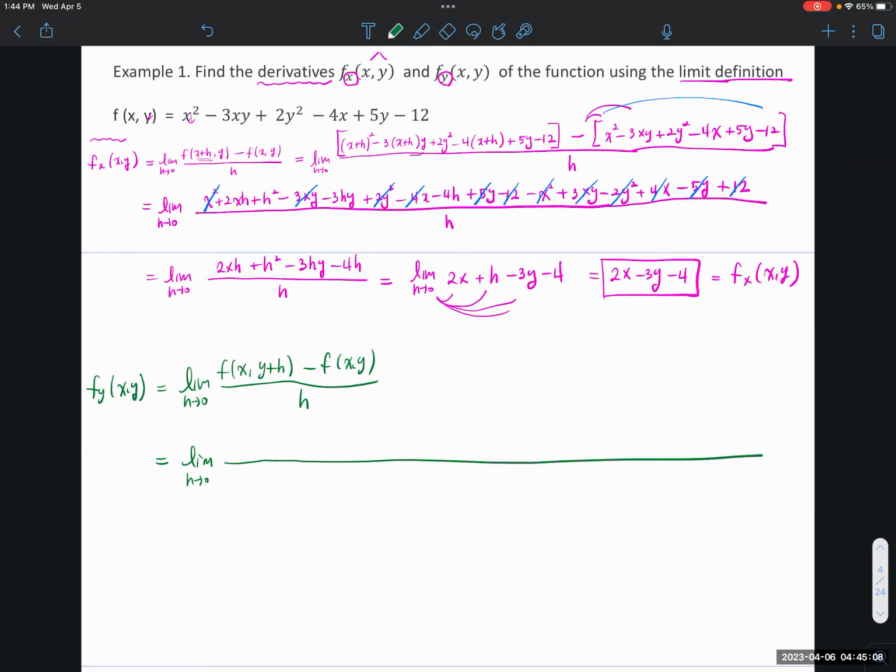So a long line: x squared minus 3x(y+h) plus 2(y+h) squared minus 4x plus 5(y+h) minus 12. This is the one term, right, which is this part. And then we're going to subtract the original f(x, y): x squared minus 3xy plus 2y squared minus 4x plus 5y minus 12. I know it's a long line, over h.